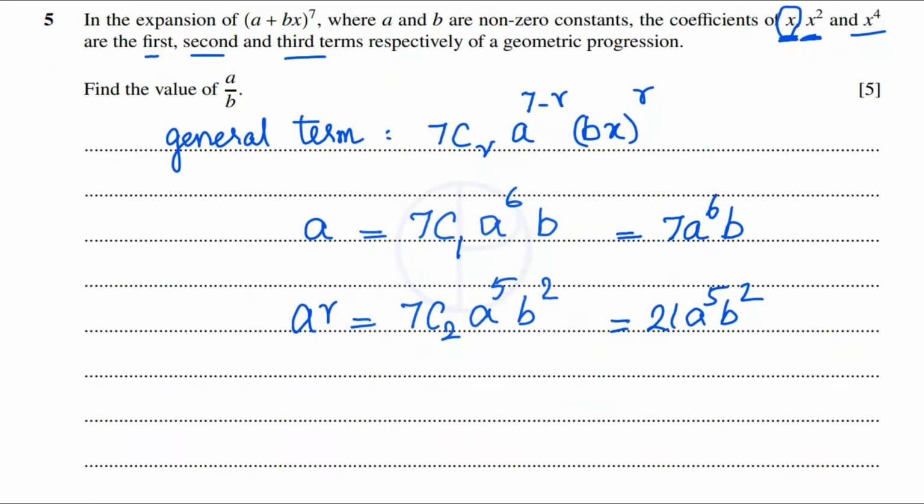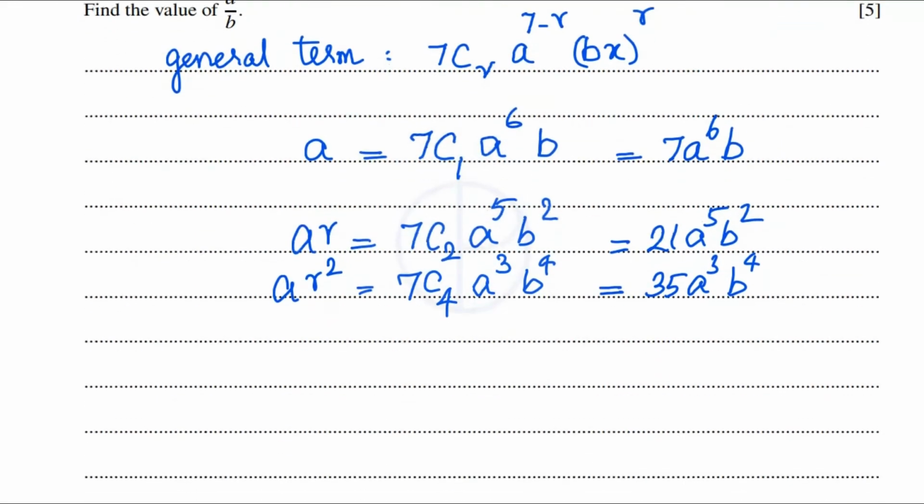And next, coefficient of x power 4. To get the coefficient of x power 4, take the r value as 4. So 7C4 a power 7 minus 4, which is 3, and b power 4. This is the third term of a geometric progression, which is ar square. 7C4 is 35, so 35 a cube b power 4. We need to find the value of a divided by b.